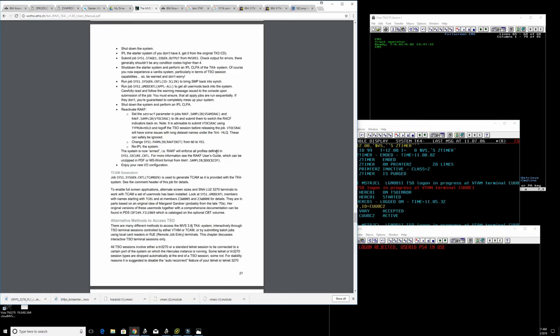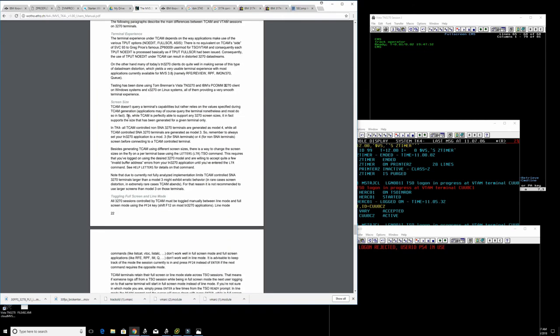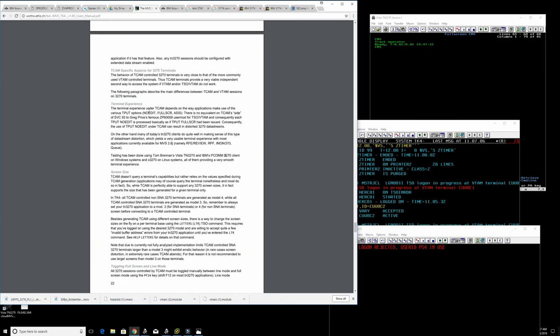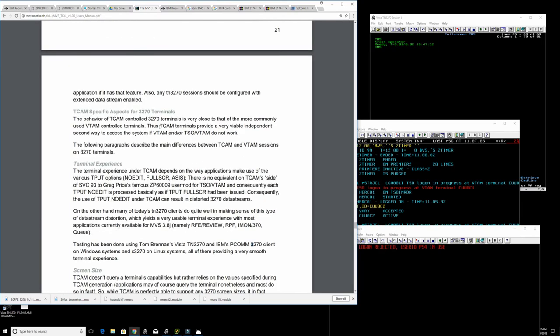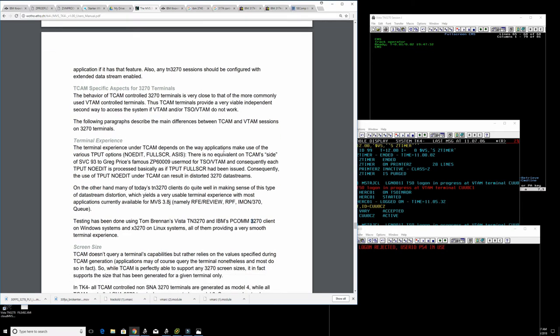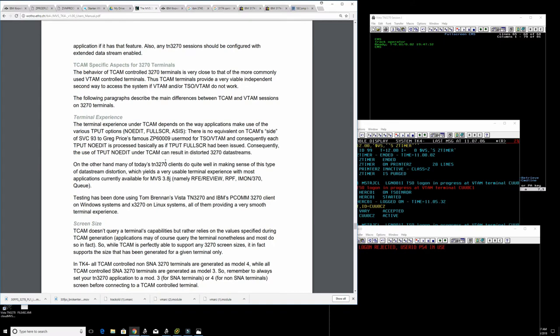Let's see what the manual says here. So it says the terminal experience on the TCAM. So TCAM aspects of 3270, let's make this a little bigger. The behavior of TCAM control terminals is very close to that of the more commonly used VTAM. So they behave similar, but they're not exactly the same. TCAM provides a very viable independent second way to access the system if VTAM or TSO VTAM does not work. The terminal experience on the TCAM depends on the way applications make use of the TPUT, which we saw in my assembler program. No edit, full screen. So we saw all of this in my assembler program.